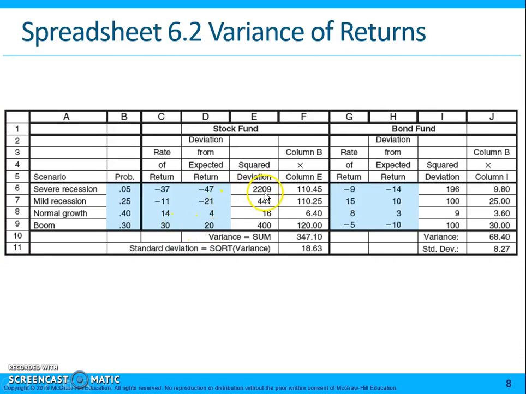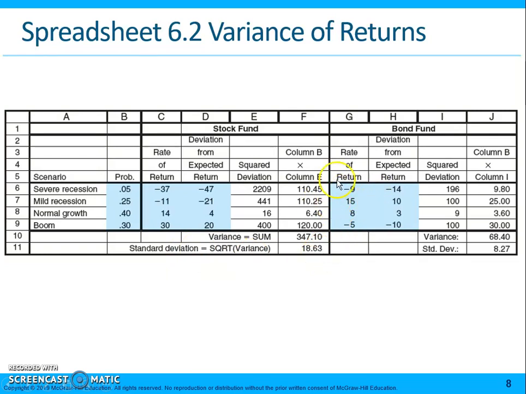We square those and multiply them by each of the probabilities, so 0.05 multiplied by 2,209, down to the bottom, 0.3 times 400. We sum those up, and that number is the variance. We take the square root of that, and we get the standard deviation of 18.63%.